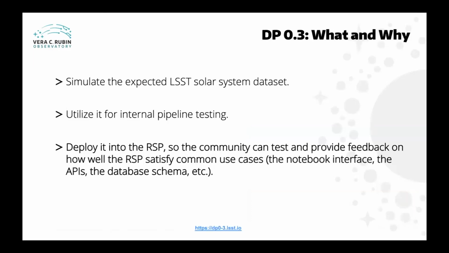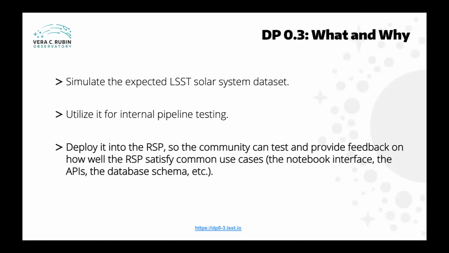Okay, now let's get to business. So what is DP 0.3 and why do we have it? What we wanted to do with it was to simulate the expected LSST solar system data set. So to get a feel, both we internally and the community, of what will these tables look like, what are the sizes, and how to handle them. We're using it internally for pipeline testing to ensure that we're actually able to find these objects. And externally, and this is for all of us here, we've deployed it into the RSP so the community can test and provide feedback on how well the RSP satisfies common use cases.